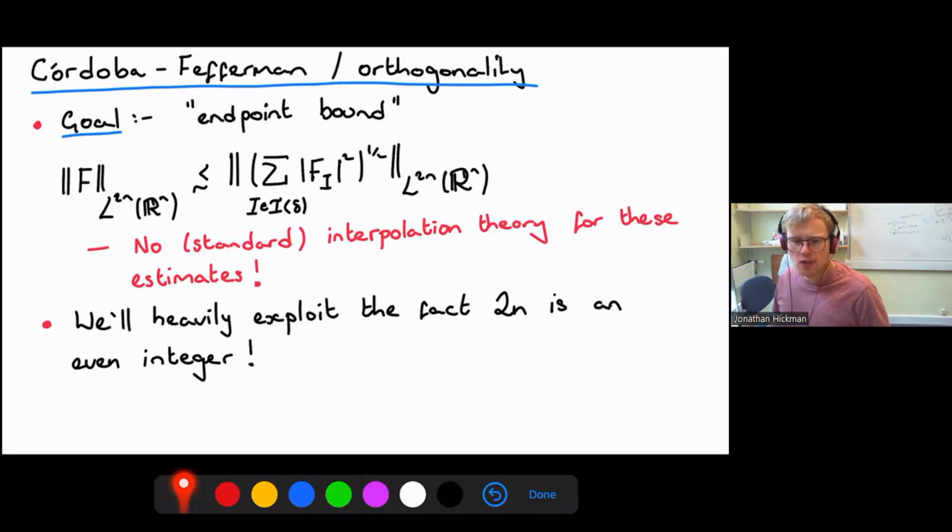As a slight caveat, I should mention that there's no standard interpolation theory for these kinds of square functions. So if you want to get an estimate for an intermediate range of p, you have to work a little bit harder than usual and use alternative means. But we'll just focus on this 2n exponent. And here we're going to heavily exploit the fact that 2n is an even integer. And this will allow us to use a whole bunch of Fourier analytic tools.